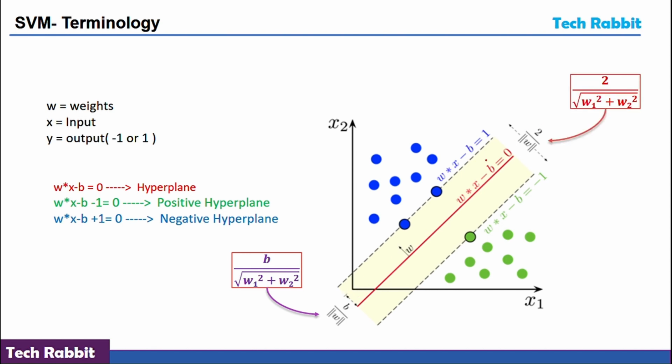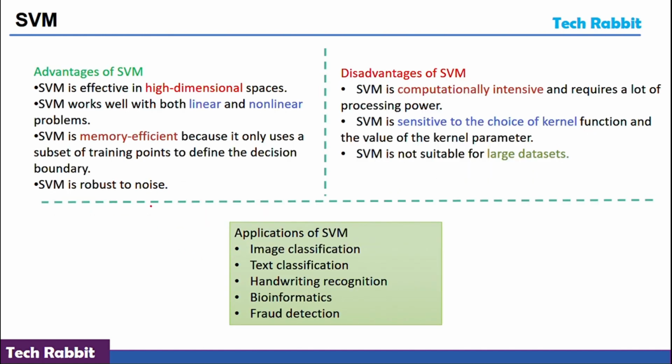The second is the width of the support vectors, that is 2 divided by the square root of w1 square plus w2 square. And third, we will find these points. With this equation we can get one side of the hyperplane, and with the second equation we will get the other side of the hyperplane. So this is how we divide the classes into two categories with the help of support vectors.